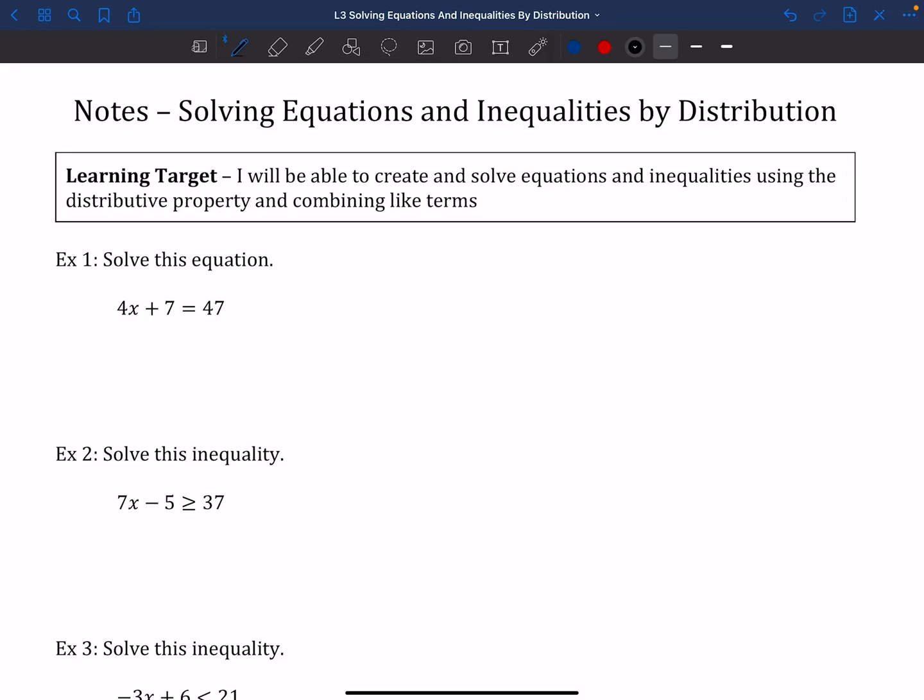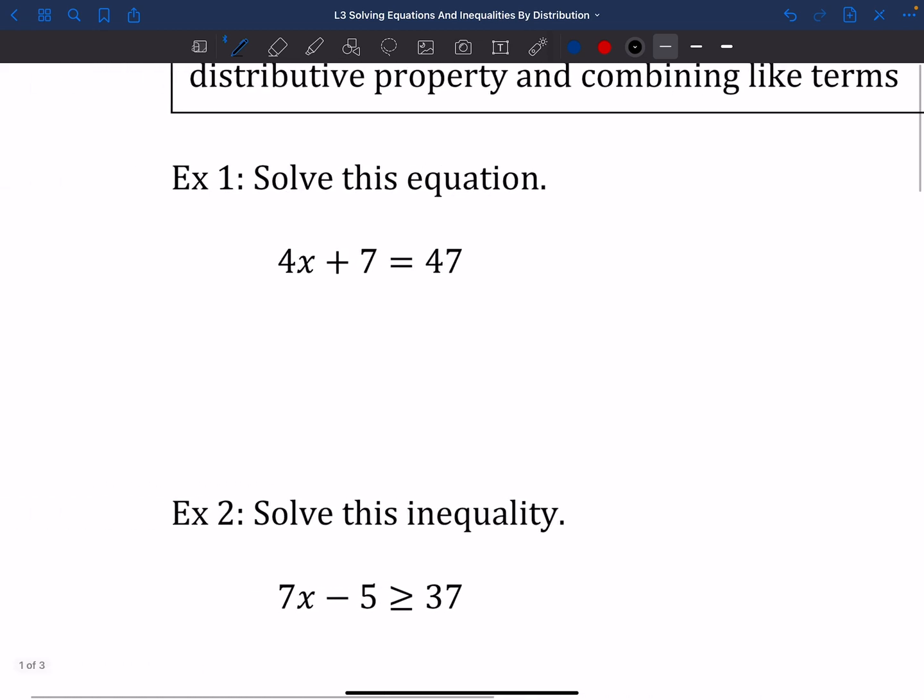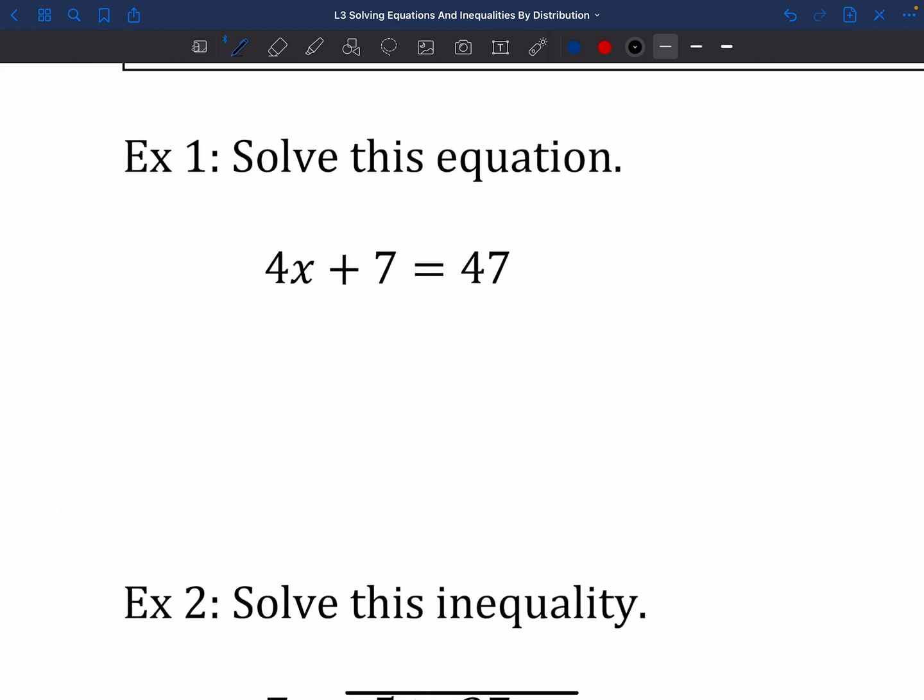Pog Talks About Math. All right, so today we're going to talk about solving equations and inequalities when we have to do some distribution in them. We're going to be using the distributive property, which is something we've learned about so far. We're also going to be combining some like terms. Sometimes I'm going to start off a little bit easy, kind of review what we know about how to solve equations first off before we jump really far in.